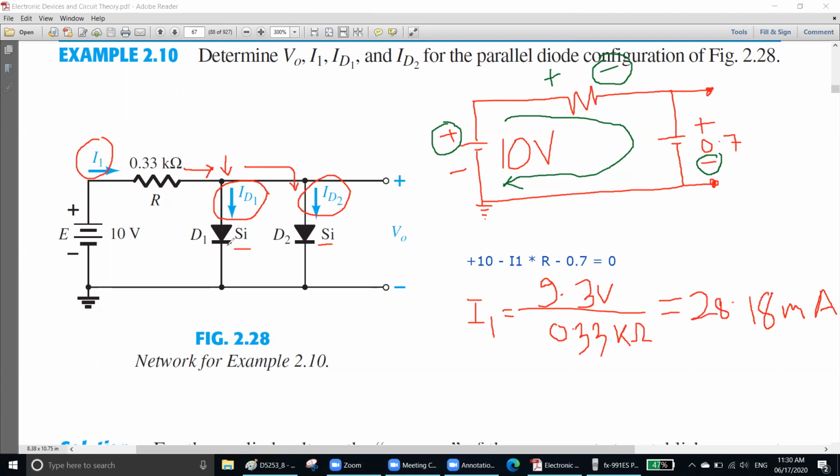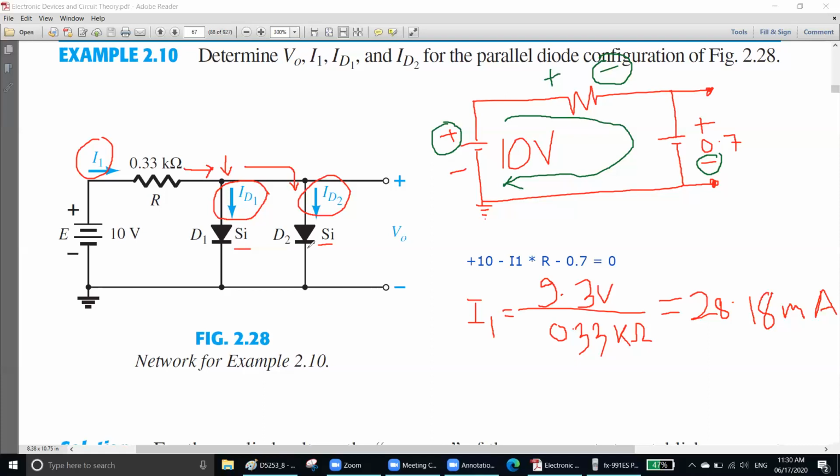Now, if you had two resistors, this would divide by using the current divider rule. Very simple, right? You have learned about the current divider rule in your Circuit 1? Okay. They will be divided according to the current divider rule, but we do not have any resistor here.